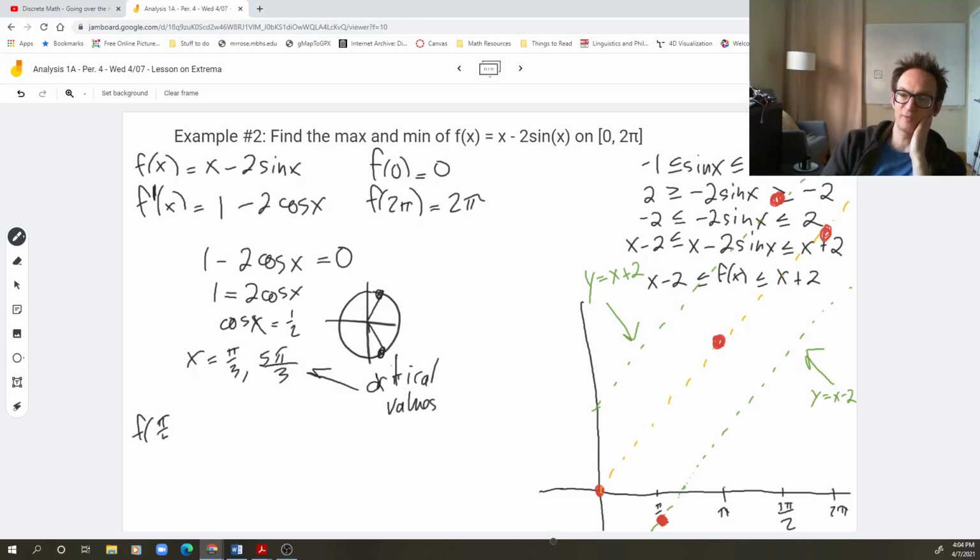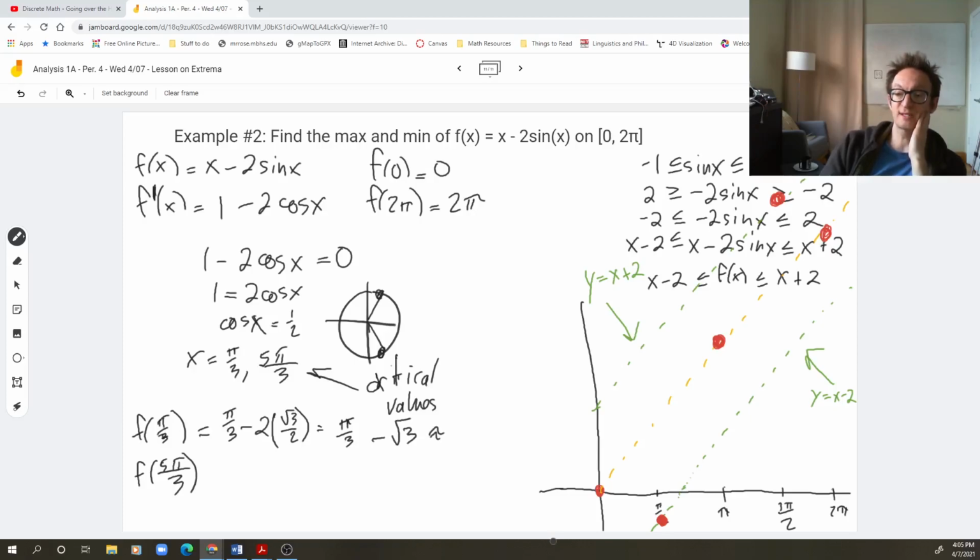What is f of pi over 3? And what is f of 5 pi over 3? Well, this gets a little bit annoying, because this is going to be pi over 3 minus 2 times sine of pi over 3. What is the sine of pi over 3? It's root 3 over 2. And therefore, the answer here is really pi over 3 minus root 3.